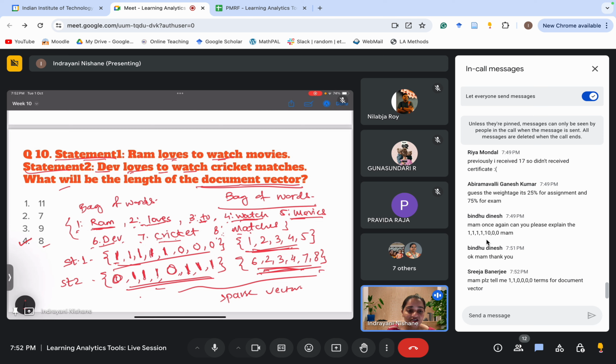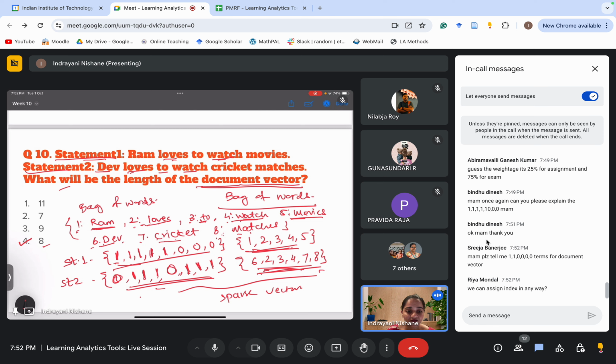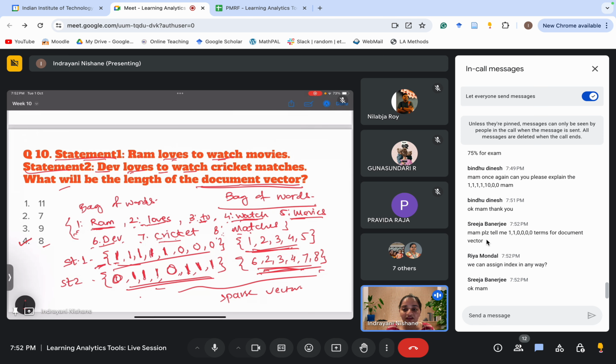This I told Shrija just now. I explained this 11001. If it is present, we will write 1. If it is absent, we will write 0. Based on this bag of words, we will assign a sequence number to each word. In that sequence, if that particular word is present in the sentence, we will write 1. If that particular word is absent, we will write 0 in this list. So there are 8 words in our bag of words. That's why this length is 8. We have 8 terms. So the first word was present, so we wrote 1, 1, 1, 1. The last 3 words are absent in statement 1, so we wrote 0, 0, 0.